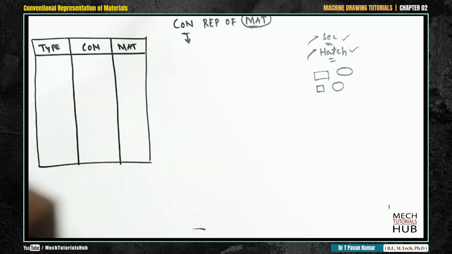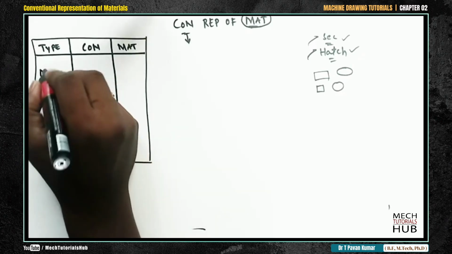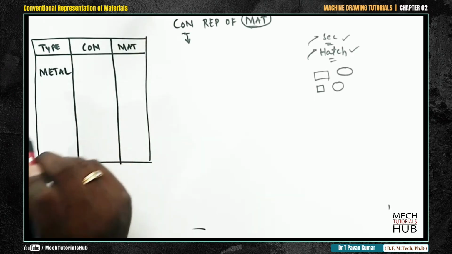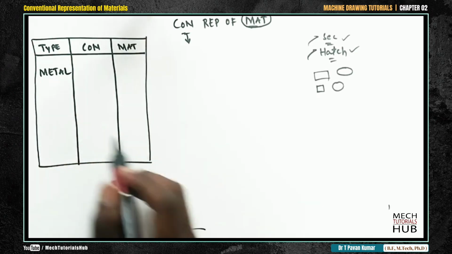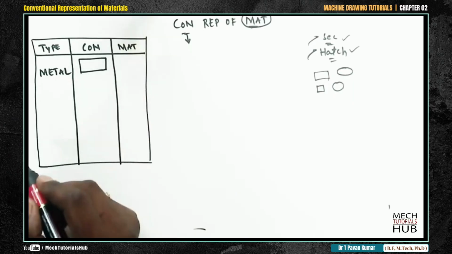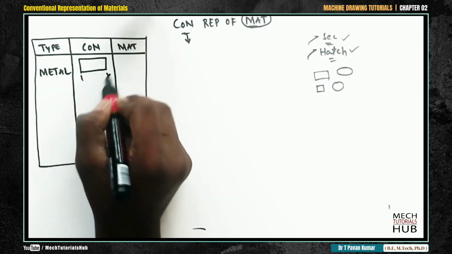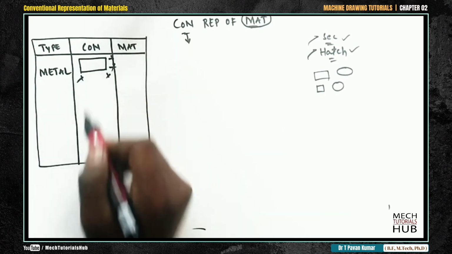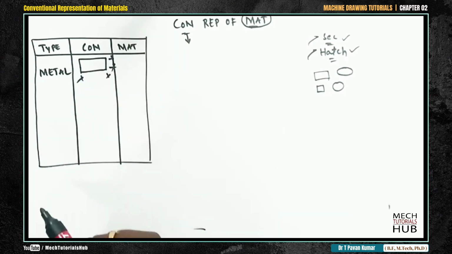Fine. When you draw a metal, write it as metal. Again, it is not compulsory to write capital letters only; you can write small letters also. Then followed by a rectangular box. Now this rectangular box does not have any proper length or width. This all depends on the space availability on your drawing sheet.